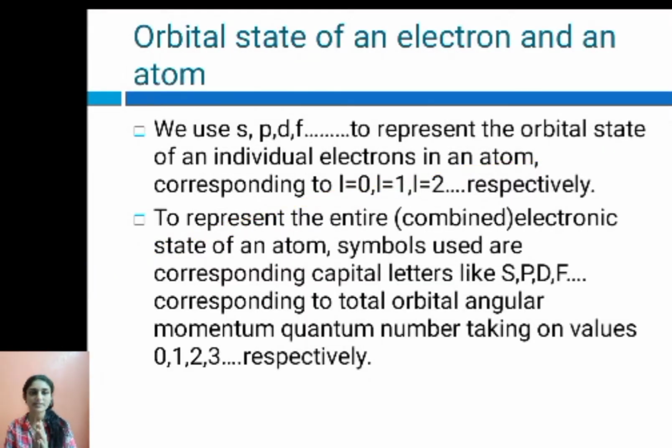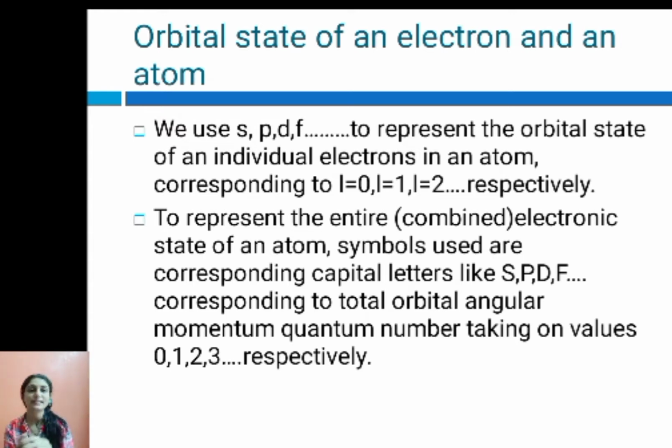Orbital state of an electron in an atom. When I want to describe the orbital state of an electron, I use small letters s, p, d, f, and so on. What does the s state represent? Small s state represents that L is equal to 0. Orbital angular momentum is 0 for that electron. When it is in the p state, that means L is 1. When it is in the d state, L is equal to 2. When it is in the f state, L is equal to 3, and so on.